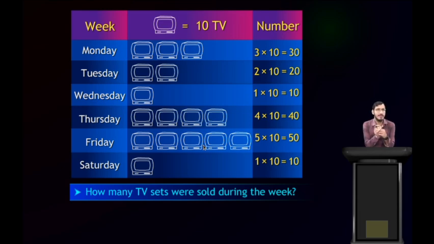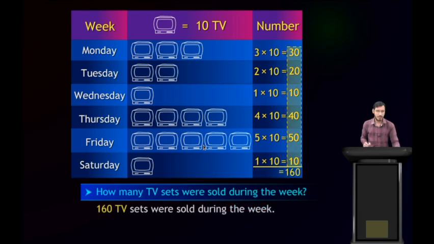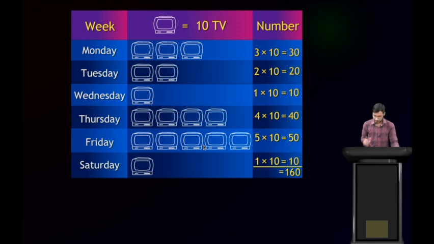How many TV sets were sold during the week? Can you tell me? Yes, students can add all the numbers of TV sets: 30 plus 20 plus 10 plus 40 plus 50 plus 10. So what will we get? Yes, that is 160. So 160 TV sets were sold during the week.